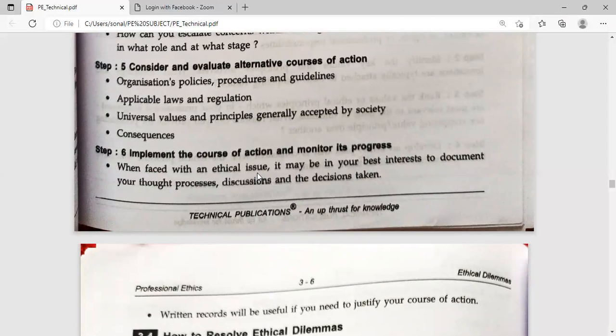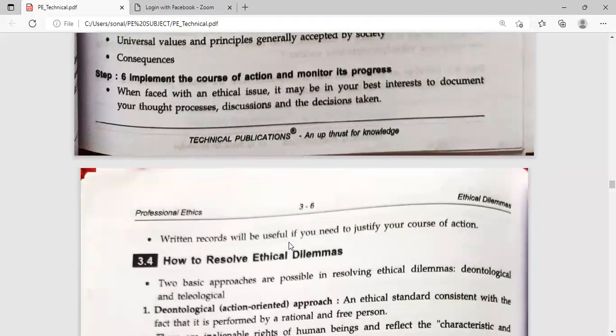When faced with an ethical issue, it may be in your best interest to document your thoughts, processes, discussions, and decisions taken. Written records will be useful if you need to justify your course of action. Okay, so these are some steps by which you can resolve the ethical dilemma.